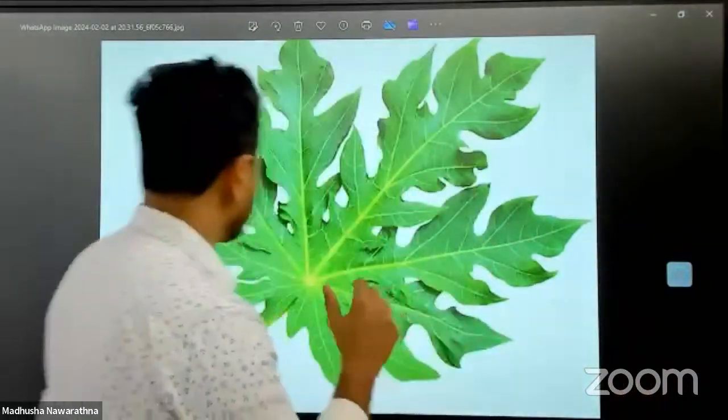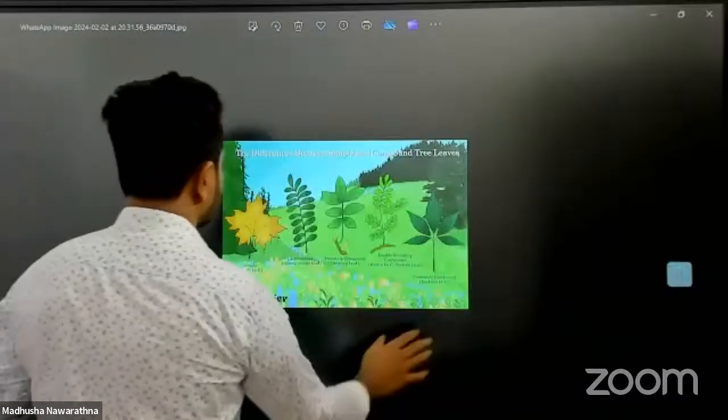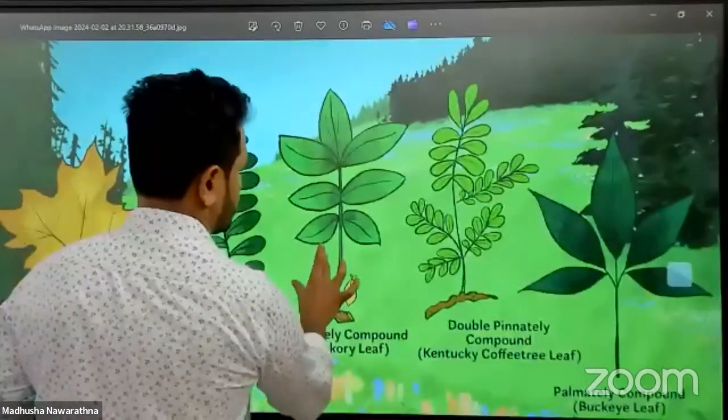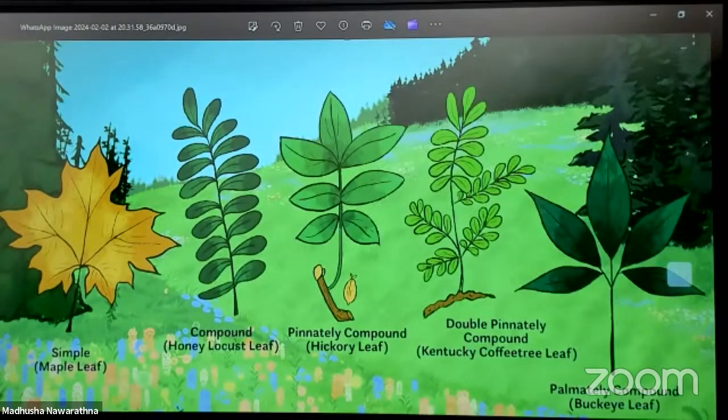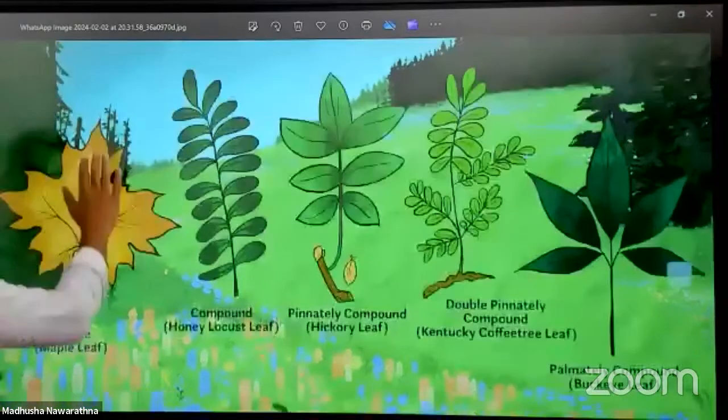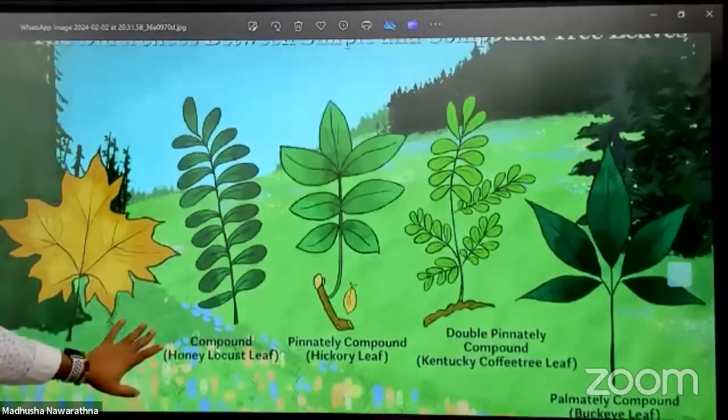Right? But look at this structure. Now here you can identify a simple leaf, right? Simple leaf, why? Because the simple leaf blade is not divided into segments.